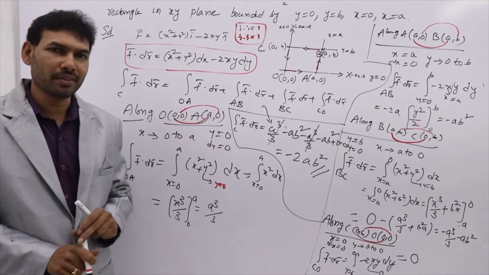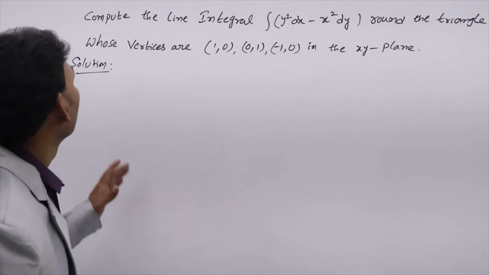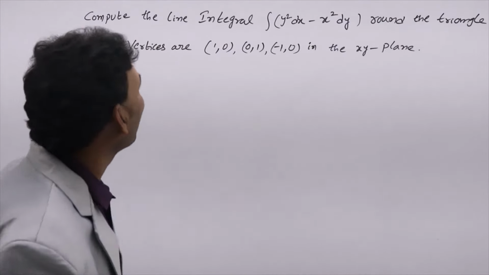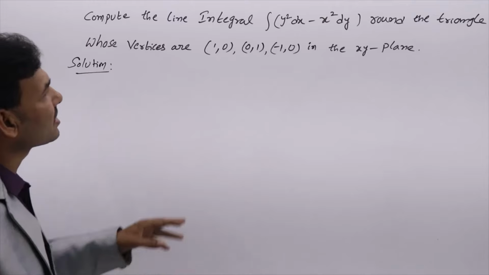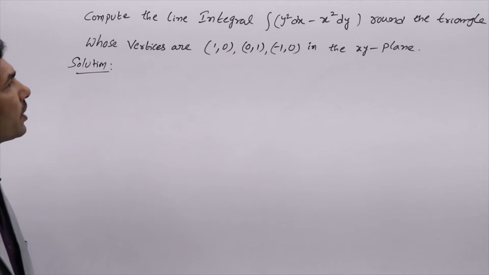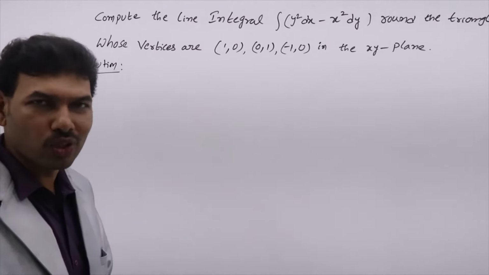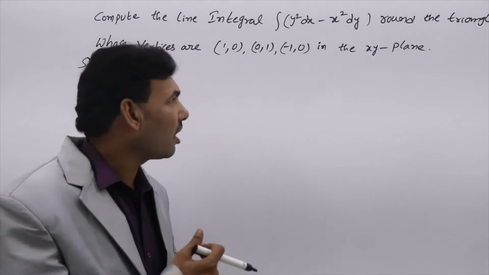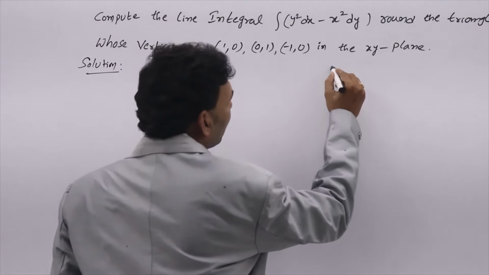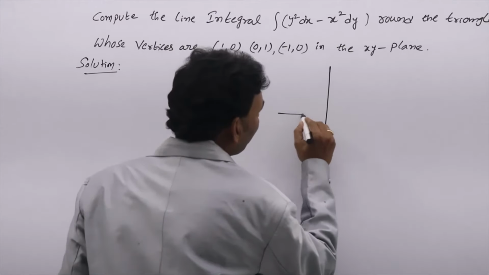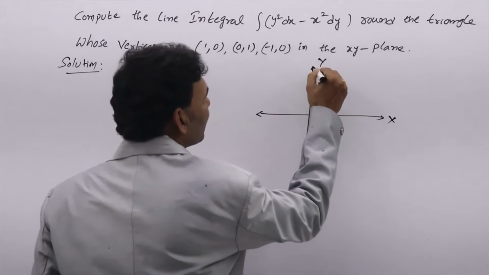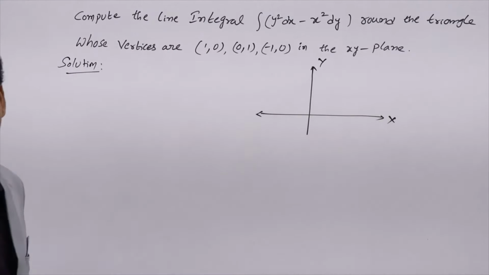Okay, any doubts you may ask. Compute this line integral, y square dx minus x square dy, around the triangle whose vertices are given like this: 1 0, 0 1, minus 1 0 in the xy plane. So first we need to plot these points in the xy plane so that we will know along which direction we need to evaluate that line integral. So first I am plotting the points on the xy plane. This is the x-axis, y-axis. On this xy plane, I am plotting the points.